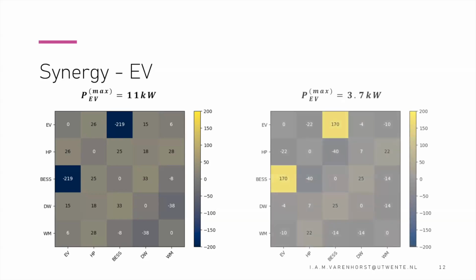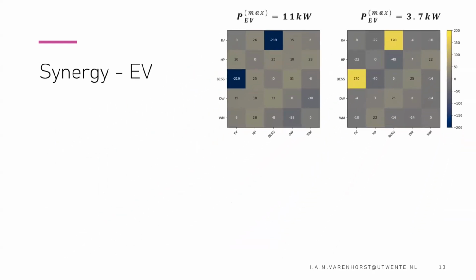Now, if we change the maximum charging power of the EV and we make it lower, so 3.7 kilowatts, one phase, then suddenly it turns around entirely. Again, it's the synergy between the EV and the battery that really stands out, but suddenly it's a very positive value instead of a very negative one. So that begs the question, why? Why is that? Well, let's dive into it some more again.